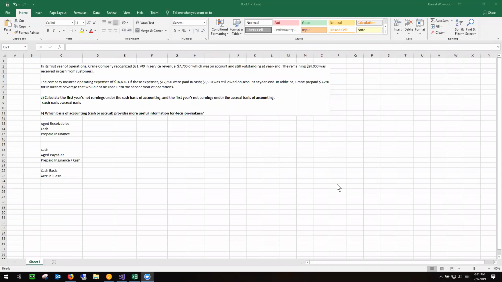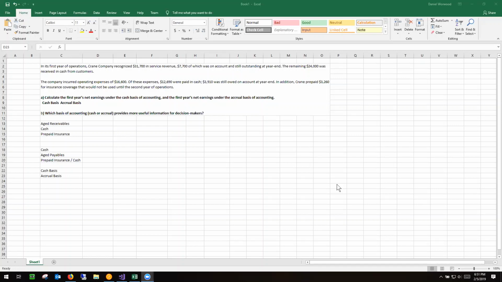So it starts off saying, in its first year of operations, Crane Company recognized $31,700 in service revenue. $7,700 of it was on account and still outstanding at year end. The remaining $24,000 was received in cash from customers. Then it goes on to say the company incurred operating expenses of $16,600. Of these expenses, $12,690 were paid in cash. $3,910 was still owed on account at year end.